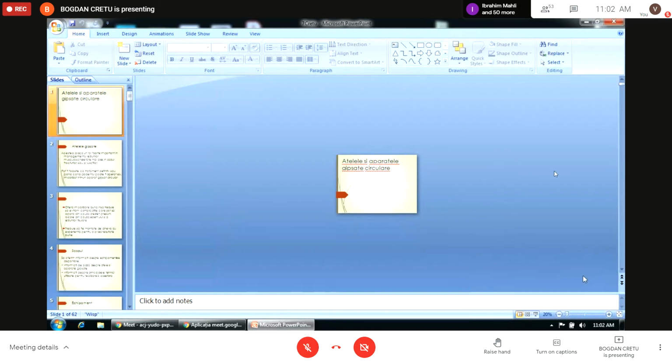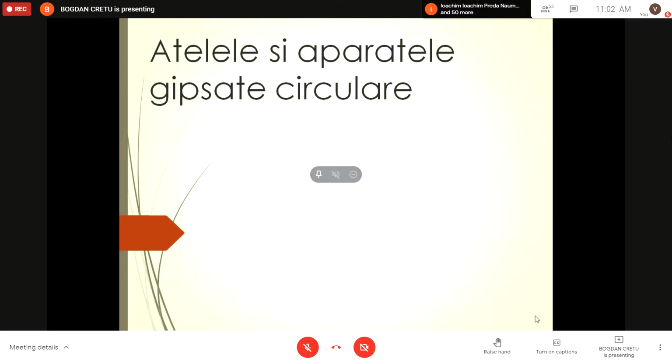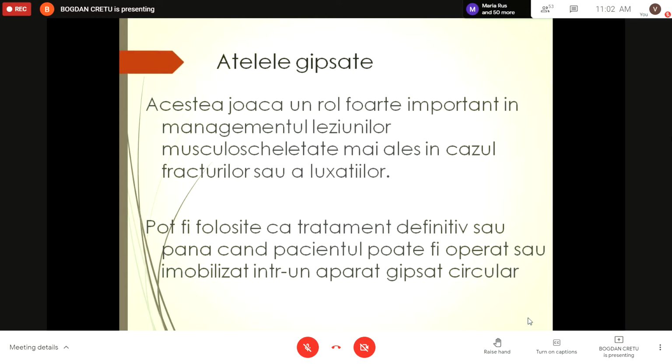Very important topic in orthopedic treatment. So first of all, we talk in orthopedics about orthopedic treatment and orthopedic surgical treatment. Splints and casts are usually used for orthopedic treatment or till surgery. You have to understand that it's an important difference between splints and cast.